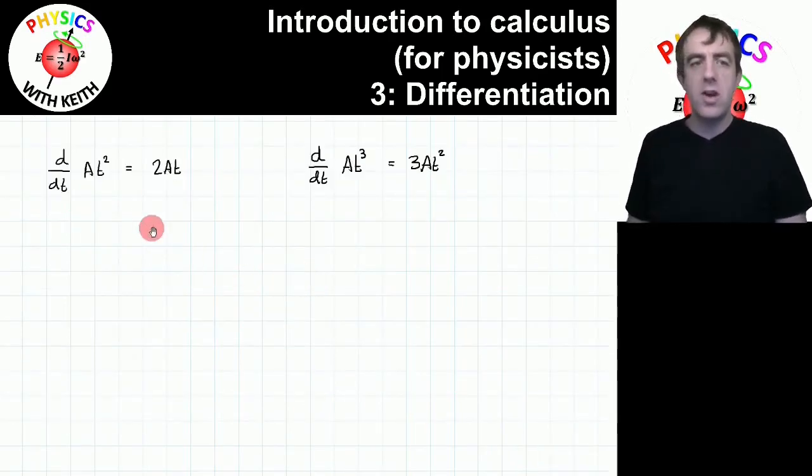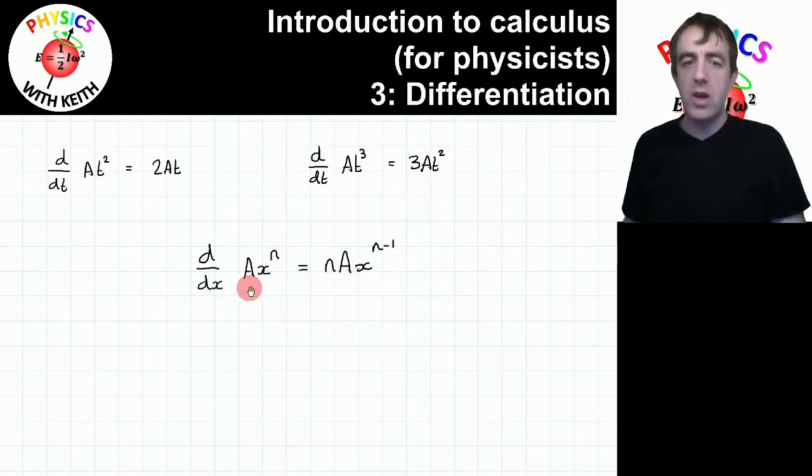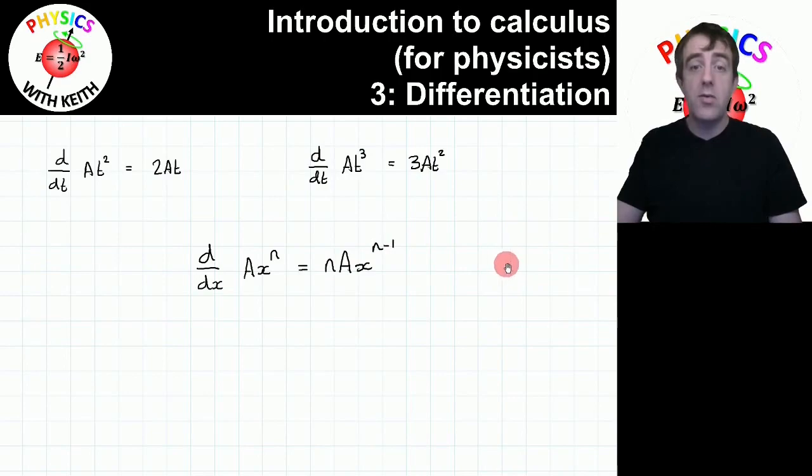So with just those two examples, we saw that d by dt, the first derivative of a t squared, became 2at, and the first derivative of a t cubed became 3at squared. So in general, we can write that the first derivative of any such function can be found by multiplying that function by the power and then reducing that power by 1. And in the next video, we'll have a look at a few more examples of where you can use this.